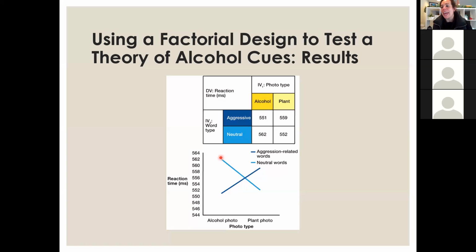This is showing an interaction effect, right? Because the way we could say that is, when primed with an alcohol photo, participants were quicker to identify aggression-related words as compared to those who were shown neutral pictures identifying aggressive words. This is showing it right here. Does that make sense? Let's try another one just to see if that brings it home for you.